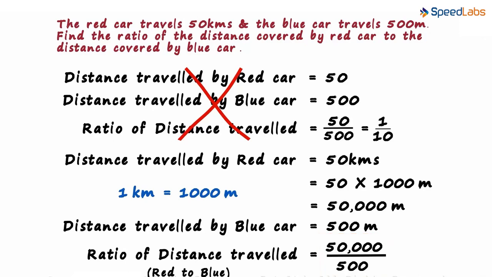Though this answer is not incorrect, it is always a good practice to leave the ratio in the lowest form. Dividing the numerator and the denominator by 500, we get the ratio as 100 to 1. So 100 to 1 tells us that the red car has travelled a distance that is 100 times the distance travelled by the blue car.